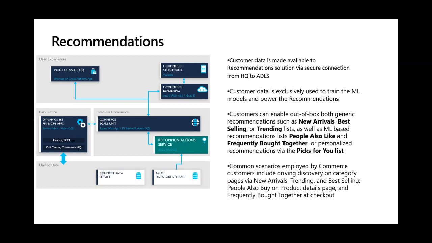And through these data lists, again, you can drive conversions of your products by helping get the right list of products to your customer, given the context of what they're searching through. There's a number of common scenarios employed by customers to include driving discovery of the category pages or new arrivals, trending, or best-selling. So it's definitely something to take a look at. And this is an additional service that you provision or choose to provision when you're provisioning commerce.